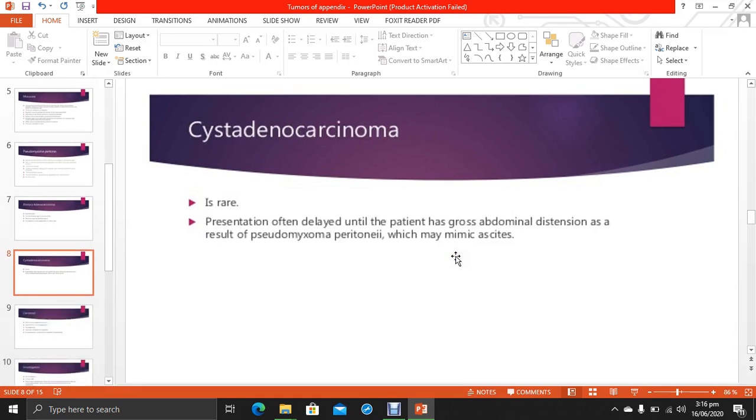Cyst adenocarcinoma. Though it is rare, its presentation is often delayed until the patient has gross abdominal distension as a result of pseudomyxoma peritonei, which may resemble ascites.